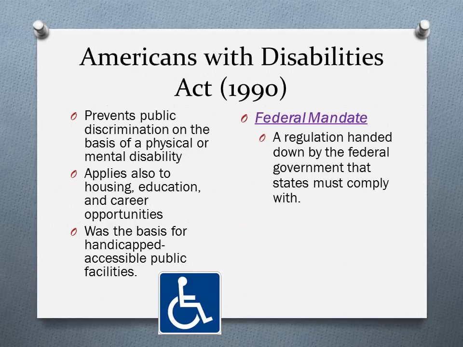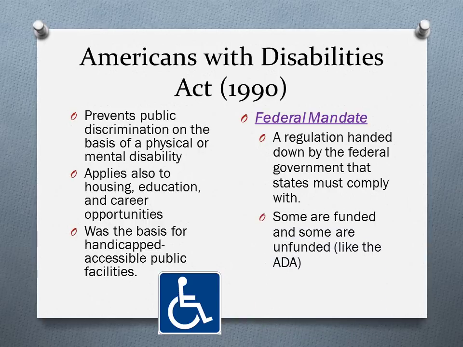A federal mandate is a regulation that is handed down by the federal government, and states are given no choice but to comply with these regulations. Some mandates are funded by the federal government, however, many of which, like the ADA, come unfunded, and the states have to foot the bill.